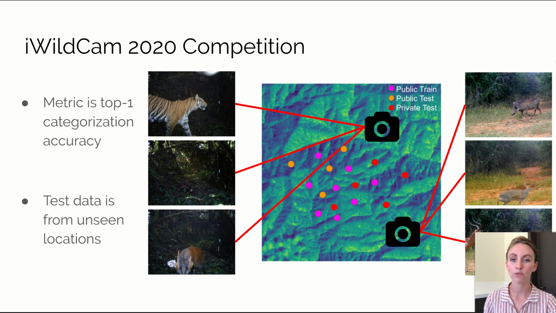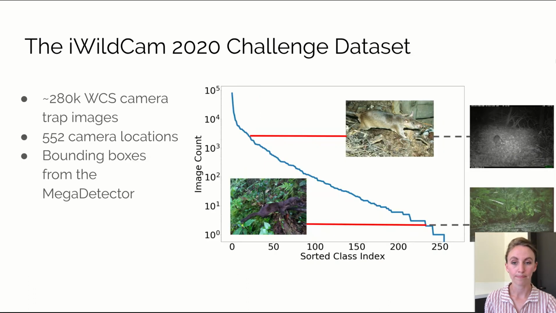The iWildCam 2020 competition is focused on this exact problem. The metric is top 1 categorization accuracy. So for every image, you need to predict either a species or that there are no species present. And the test data is from unseen locations. This means that none of the test images are from camera trap deployments that were seen during training.